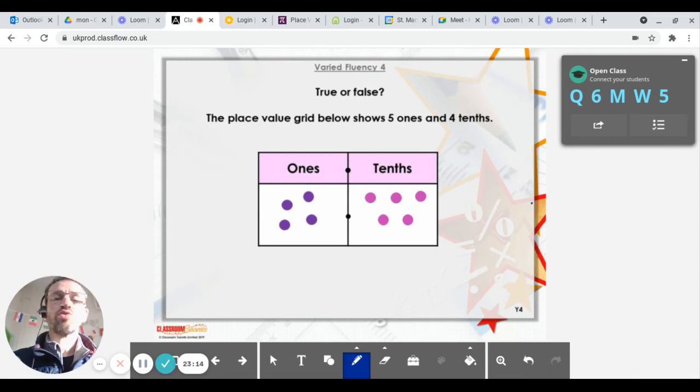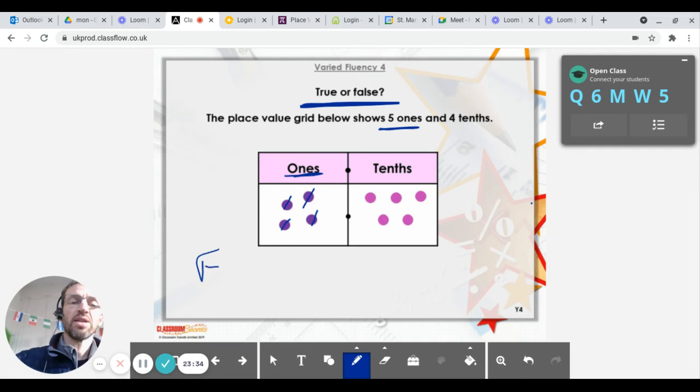True or false? So again, looking carefully at the question, true or false? The place value grid below shows 5 ones and 4 tenths. 5 ones and 4 tenths, true or false? Let me count the ones. I've got 1, 2, 3, 4. I've got 4 here and they're telling me 5 ones. So I'm going to say straight away that this is false.